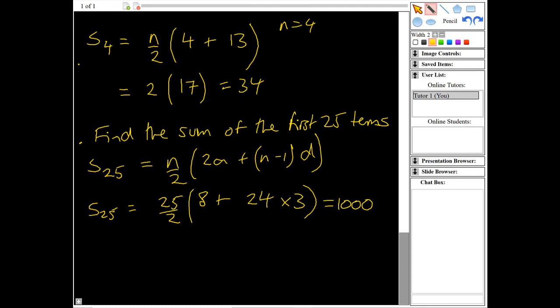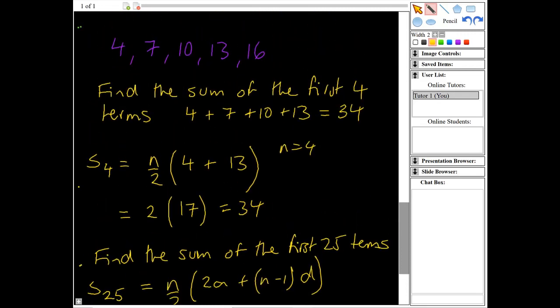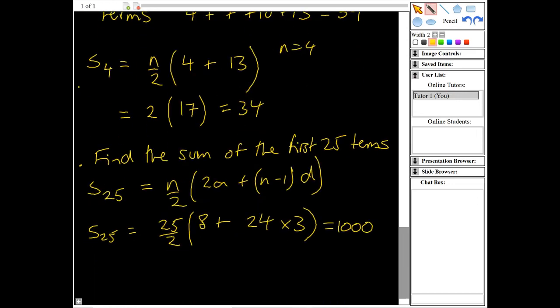Now, it would take me quite a long time if I actually wrote out the whole sequence, wrote out what all the numbers were, and then added them all together. So using the formula is much more sensible. And in this case, it's more sensible to use the formula because we don't know what the last term is. I guess we could work out what the 25th term was first and then put it back into the other formula, but that would also take a bit longer.